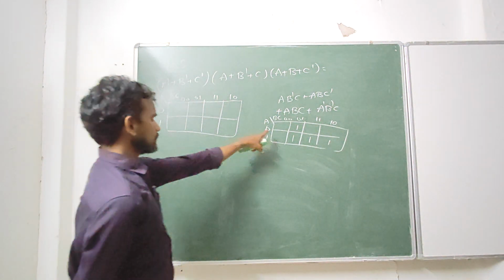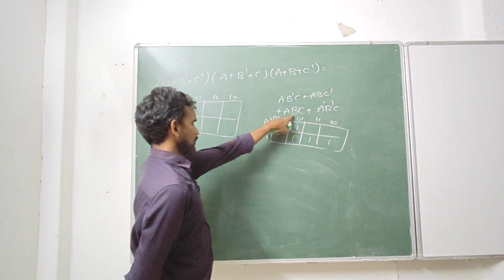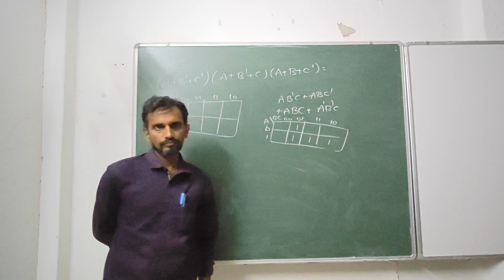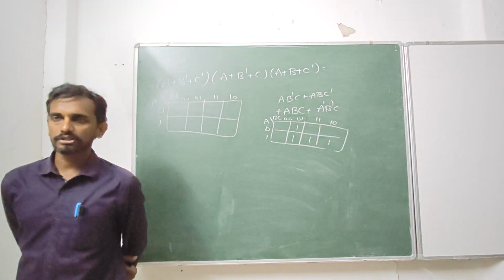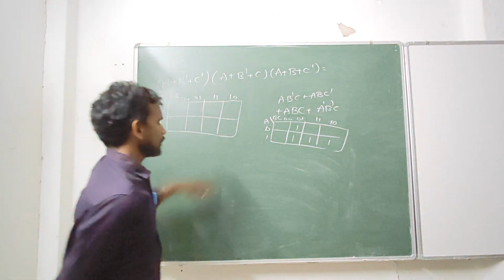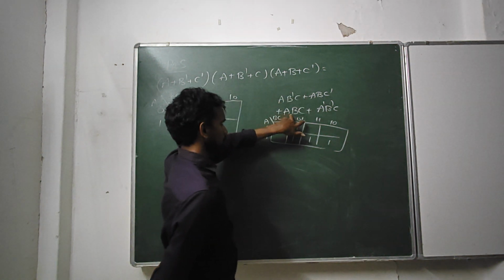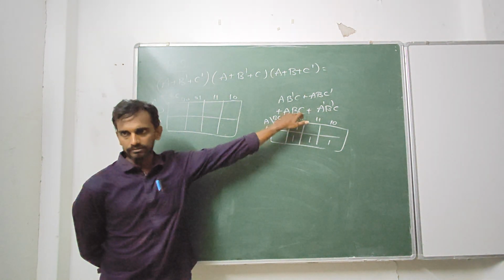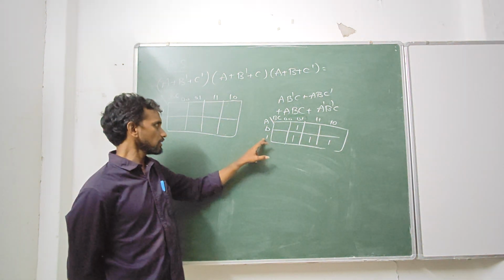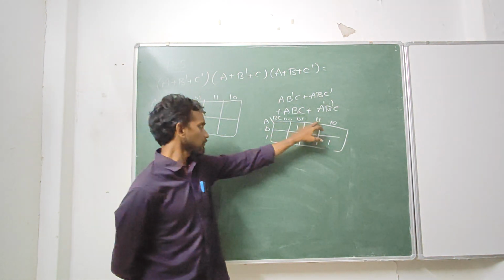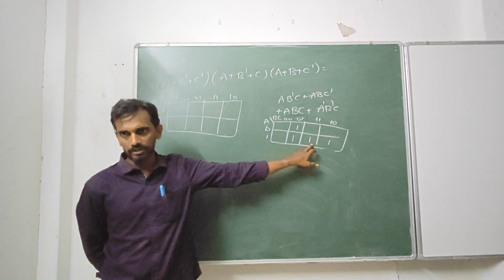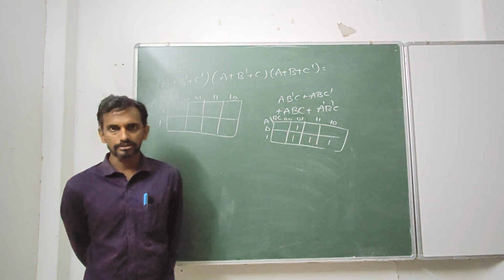So we have filled the terms wherever the product becomes 1, because the term exists only when all these terms are 1. Let's say a equal to 1, b equal to 1, c equal to 1, then only this term will exist. So at that location where a equal to 1, b equal to 1, c equal to 1, we have filled 1. That term exists.